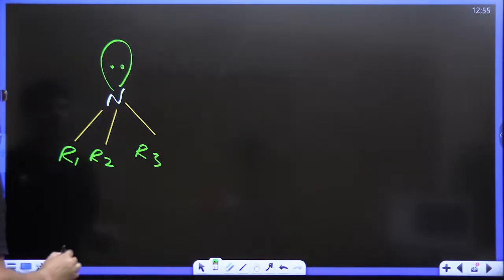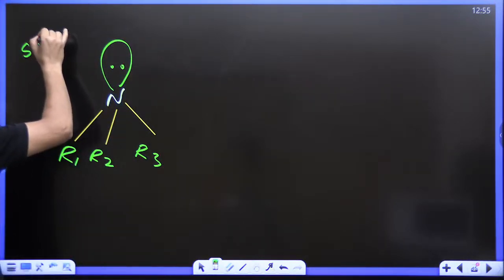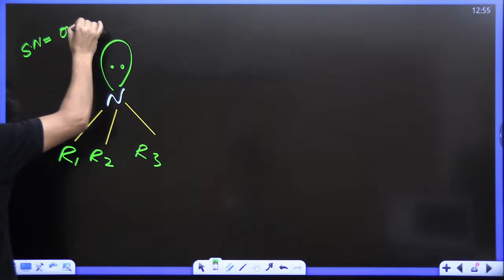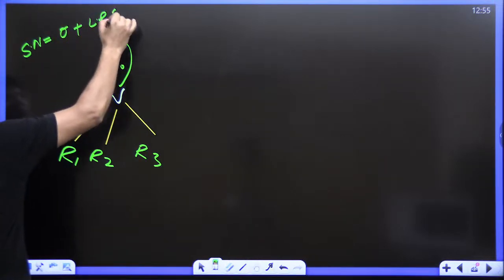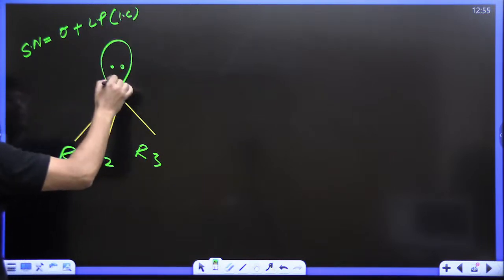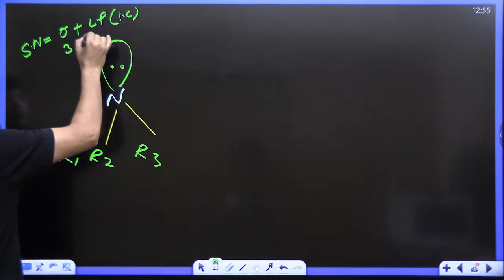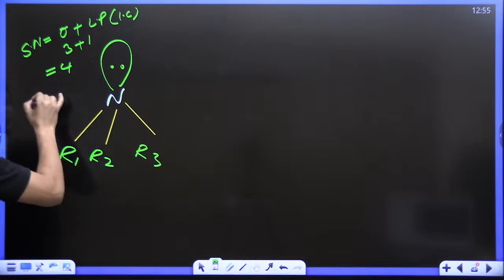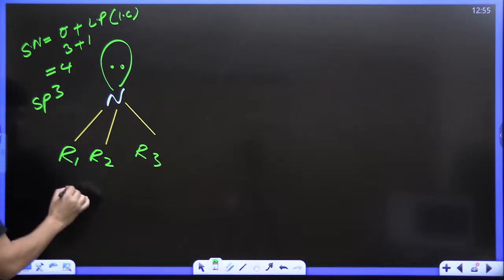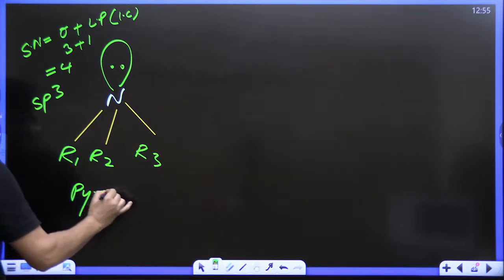So what is the steric number of it? Steric number means the number of sigma bonds plus localized lone pairs. Number of sigma bonds 3, lone pair 1, so 4. So the hybridization is sp3 and this is pyramidal in shape. Am I right?